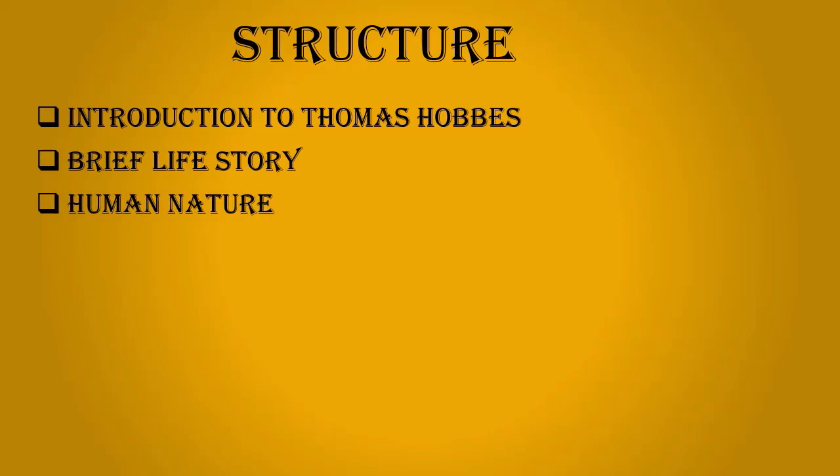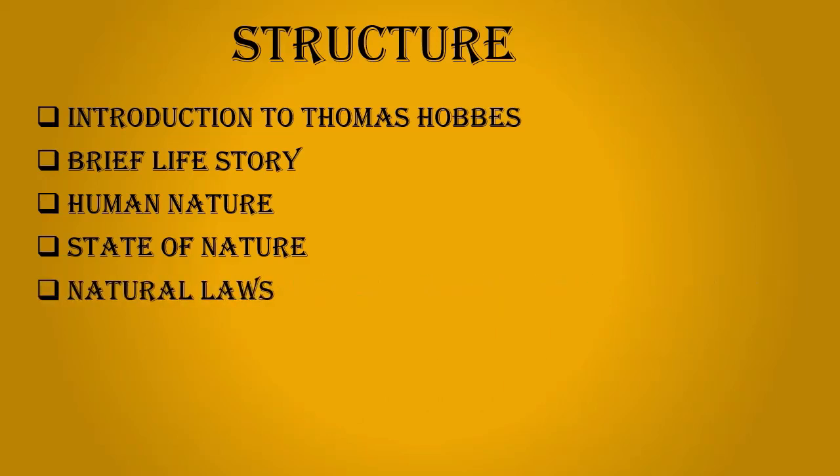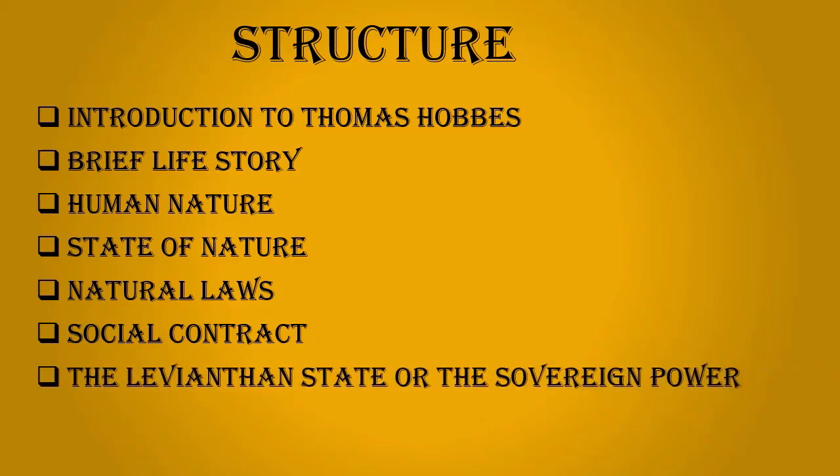Then we'll draw towards the state of nature as defined by Thomas Hobbes in his thesis, The Leviathan. And we'll look at natural laws as defined by Thomas Hobbes himself, which some people say is a direct contradiction of his whole thesis. We'll come to look at that. And we'll look at the social contract itself. What makes Hobbes a contractualist? And we'll finally conclude on the Leviathan state and the sovereign power, and look at the concluding remarks with all that we've said.